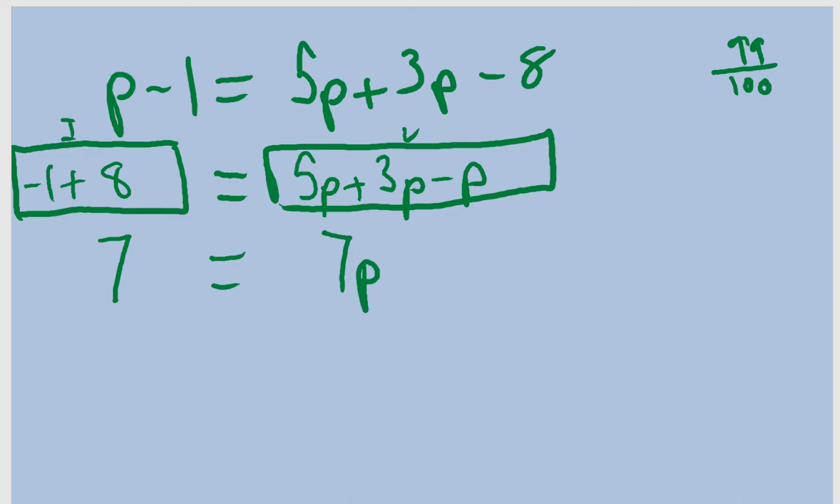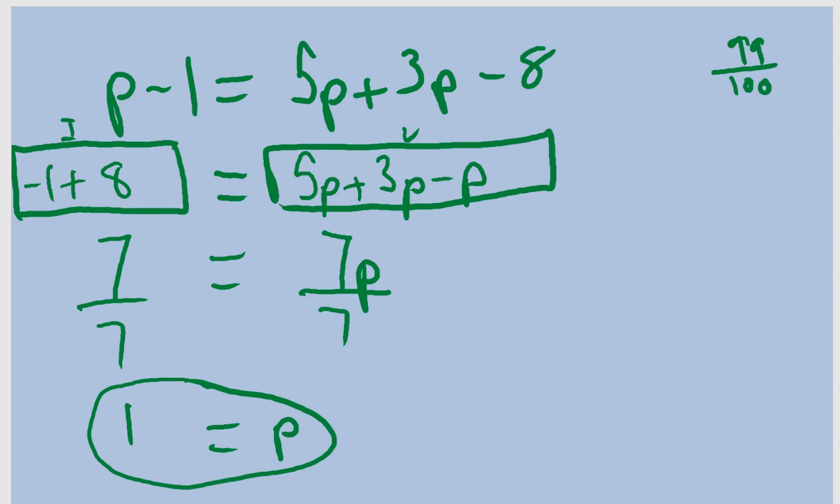All right? So it says 7 equals 7 times p. This says which number times 7 equals 7. The only number that multiplies by 7 to give you 7 is 1. So you're going to divide this side by 7 and divide this side by 7. That's the math that goes behind it. 7 divided by 7 is 1. So the only number that I could put in for p to make the left-hand side equal to the right-hand side would be 1. If I were to put any other number in there for the variable, the left-hand side is not going to equal the right-hand side.